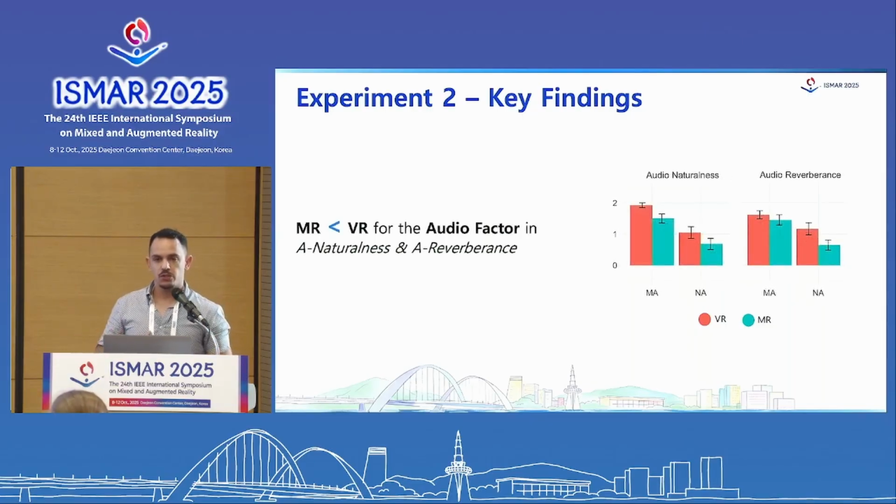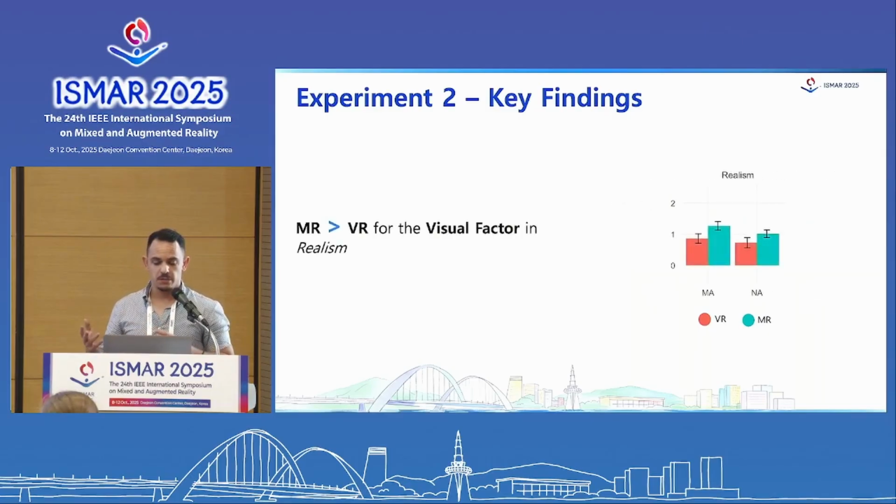Similarly, the results show that VR scored higher than mixed reality in audio naturalness and audio reverberance, which was also interesting because we expected that the pass-through was going to give us a more coherent match between the auralization and the visuals. However, realism actually favored mixed reality. So that means that it felt more real, but it was not perceptually better.